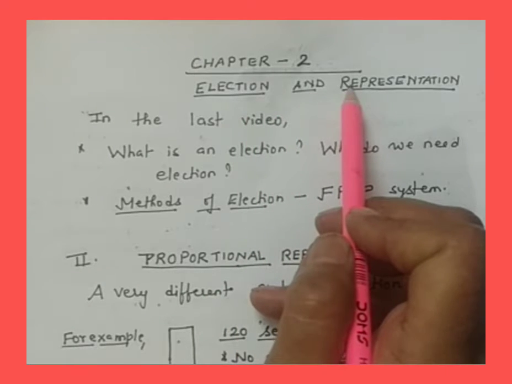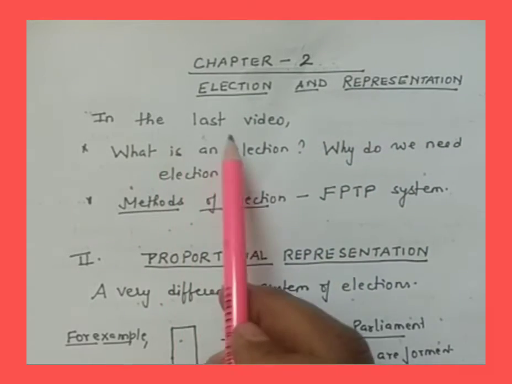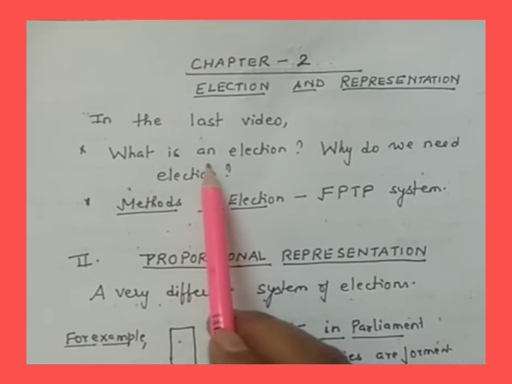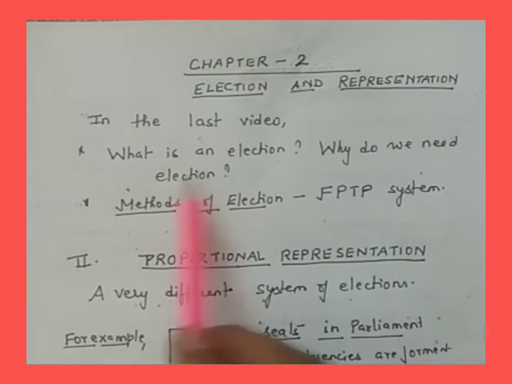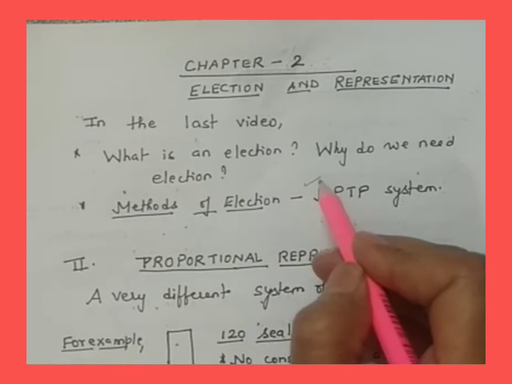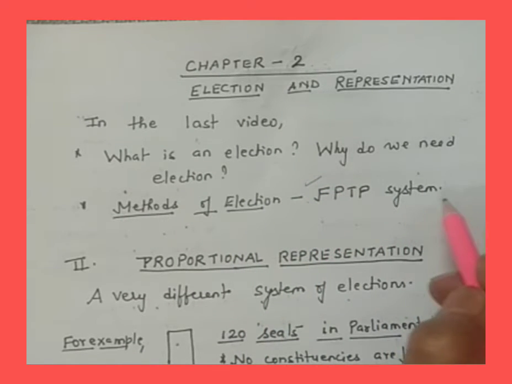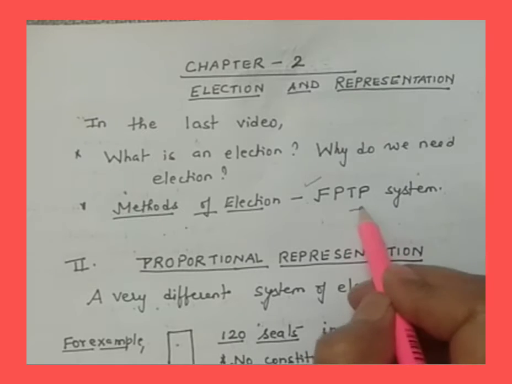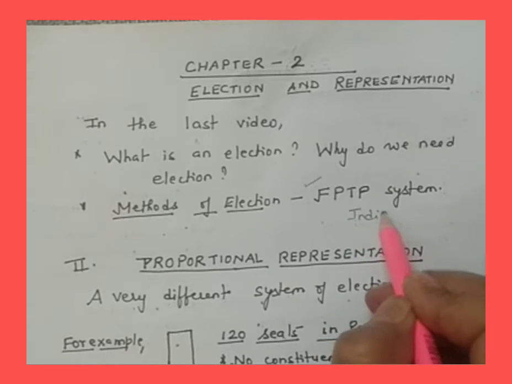This is my second video on the same chapter. In the last video, we discussed what an election is, why we need elections, and also the first type of election, that is the FPTP system. This system is followed in our country, that is India.